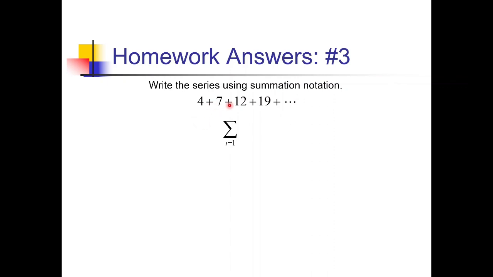Well, let me write out the perfect squares and see if there's some kind of relationship there. So we've got 1, 4, 9, 16. It looks like all of these numbers are actually just the perfect squares with 3 added to them. This is 1 squared plus 3, 2 squared plus 3, 3 squared plus 3, and so on. So in general then, I can do i squared plus 3 for my summand. And since this is an infinite series, I'll use infinity as my upper limit of summation.